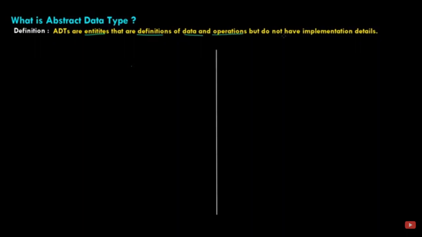Definition for ADT: ADTs are entities that define data and operations but do not have an implementation.